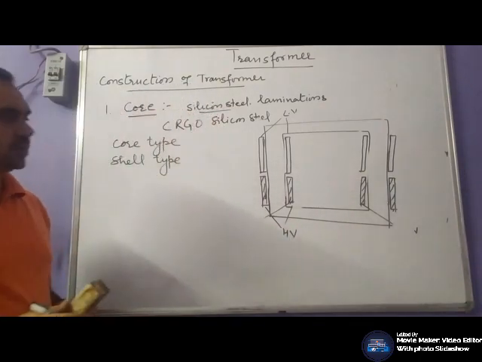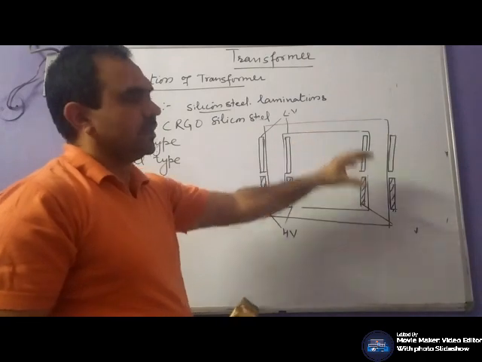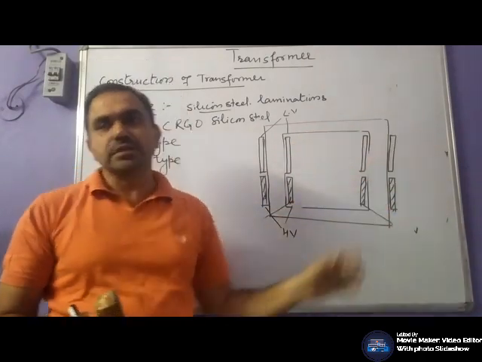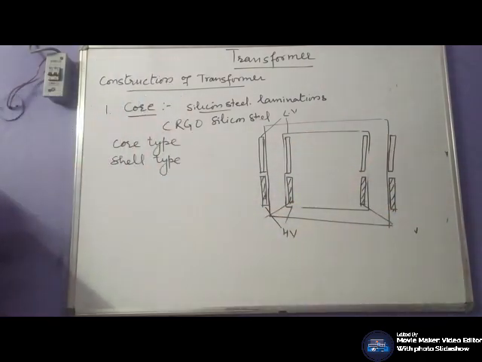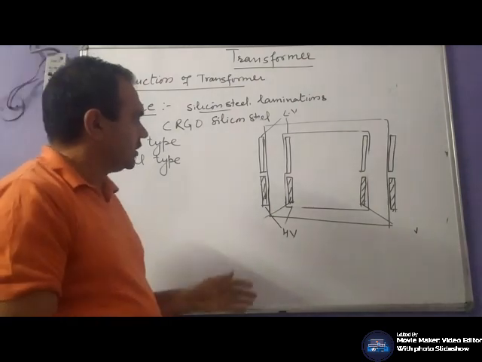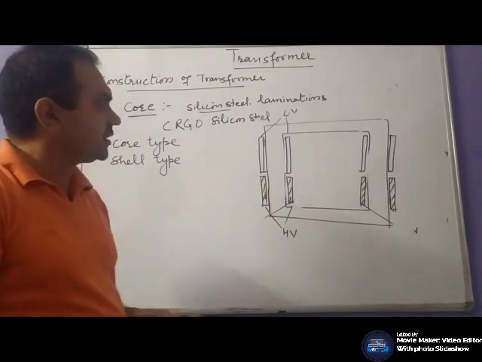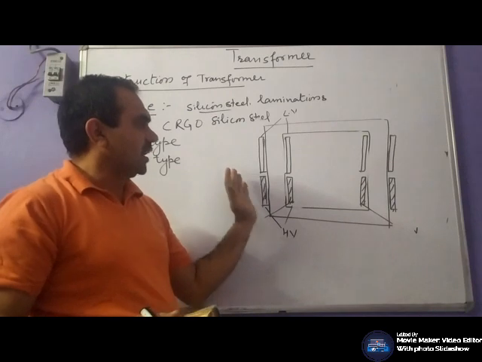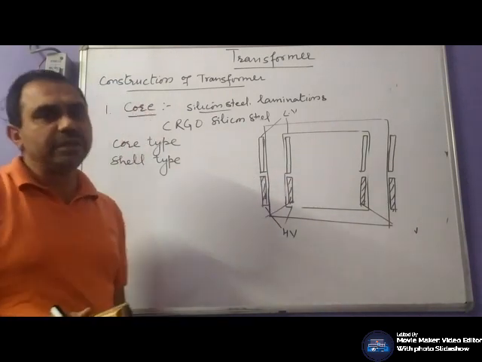Or the coils may be sandwiched. So this configuration of the coils may have different configurations. These may have helical type, spiral coils, crossover, continuous disc winding. So as per our requirement or as per the designing of the transformer, a particular coil may be used.